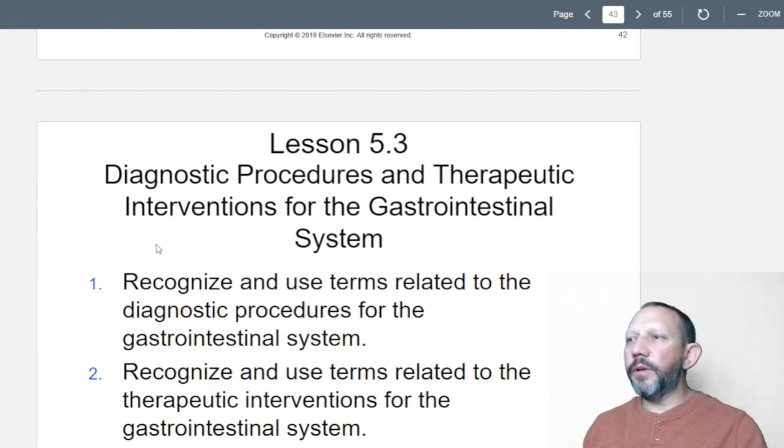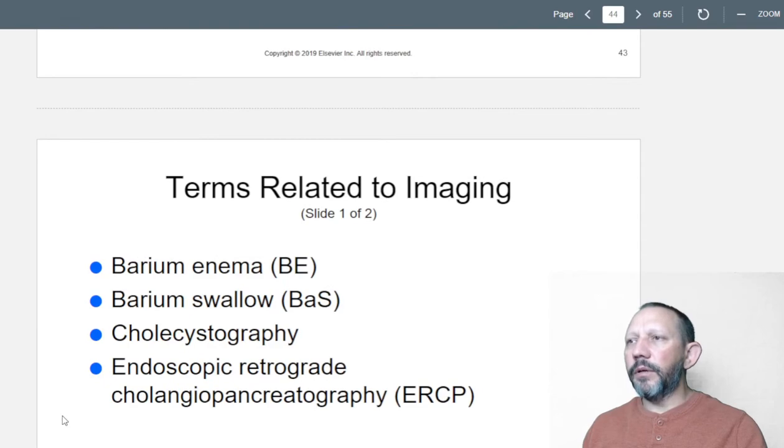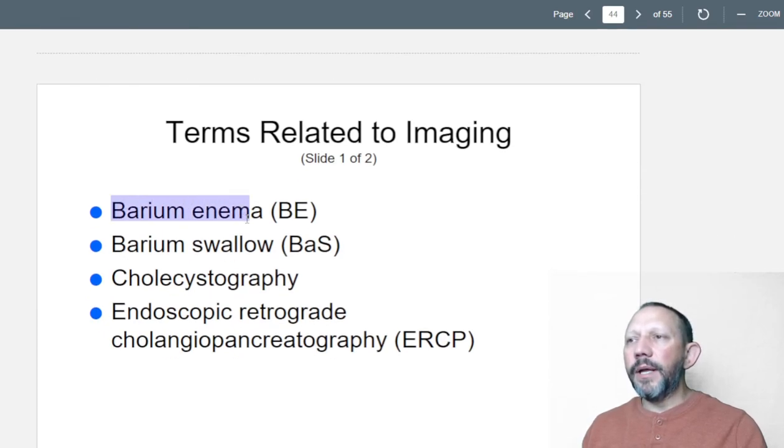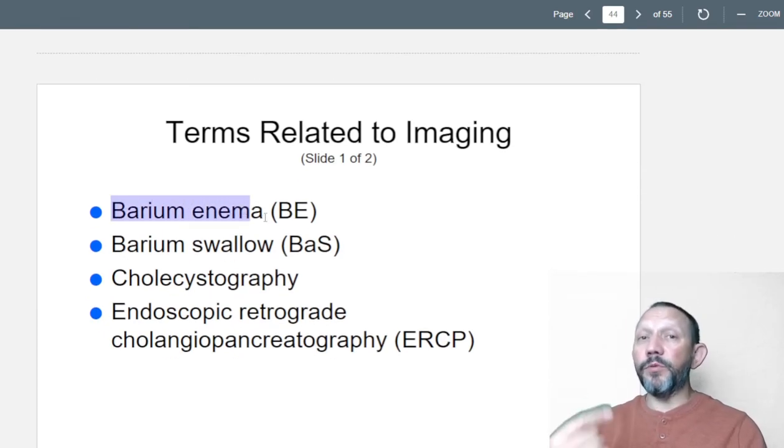Diagnostic procedures and therapeutic interventions. Terms related to imaging: barium enema. Enema, that's up the bottom. Okay, barium swallow, that's down from the top.